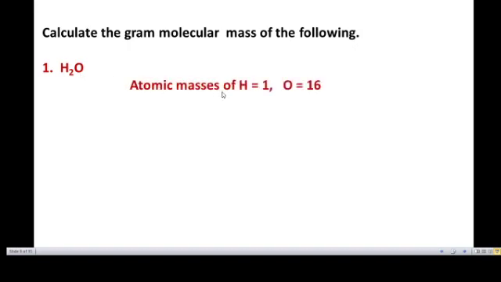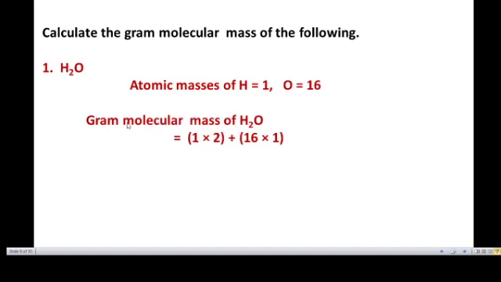First, atomic mass of hydrogen is equal to 1. Atomic mass of oxygen is equal to 16. How many hydrogen atoms and how many oxygen atoms are present in H2O? 2 hydrogen atoms and 1 oxygen atom. Atomic mass of hydrogen is 1, atomic mass of oxygen is 16.